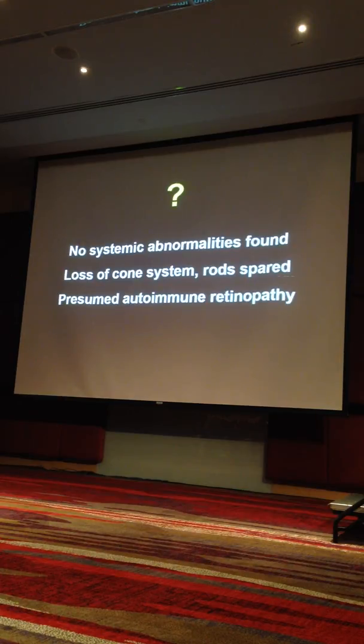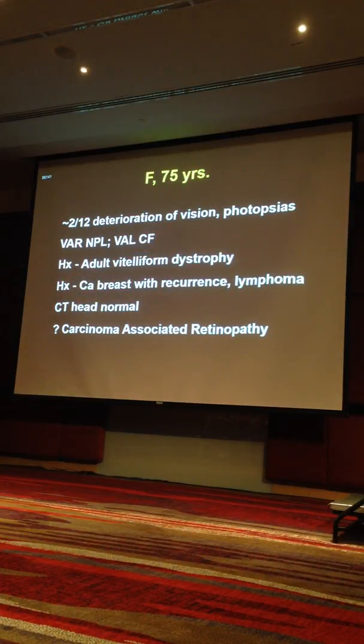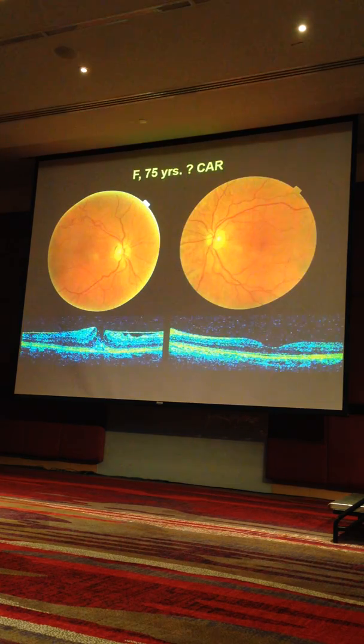Now, even when you've got a history which is suggestive, you still sometimes find that you won't get things right. This is a patient who's got deterioration of vision, with a 2 month history. She's got positive phenomena. She's down to no light perception and counting fingers. A history of what was said to be adult vitelliform dystrophy that looks more like a macular hole. And she's got the double whammy of malignancy. She's had carcinoma of the breast with recurrence, and she's also had lymphoma. And she came to us having had a normal CT head elsewhere with a presumed diagnosis of carcinoma-associated retinopathy.